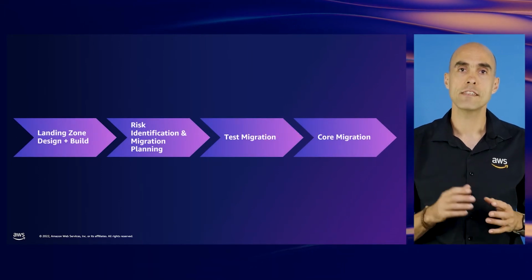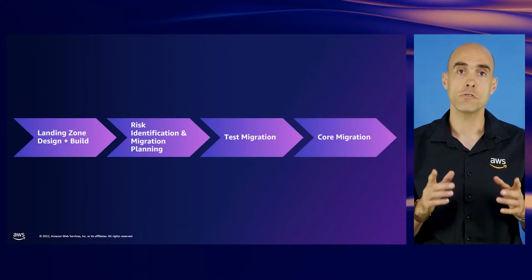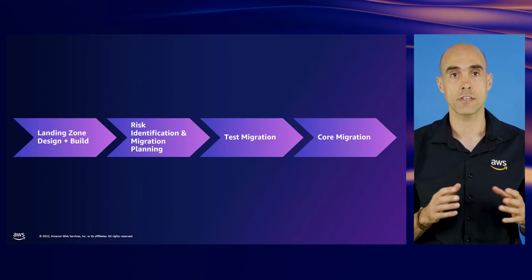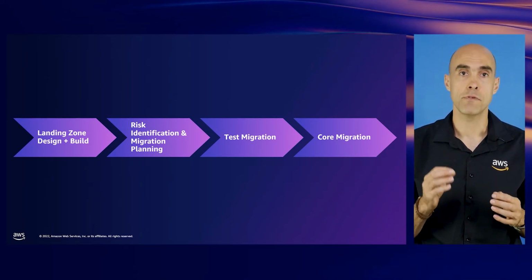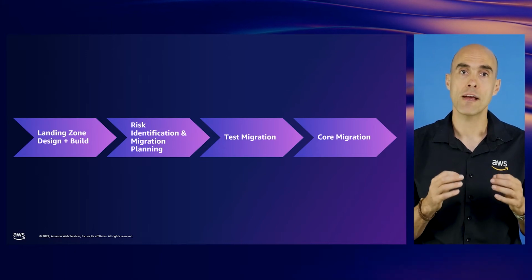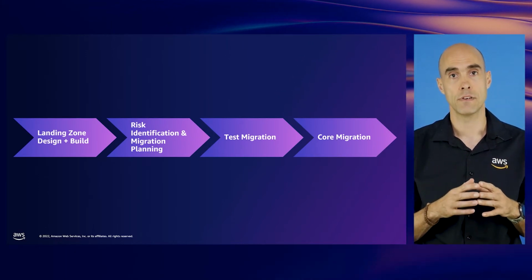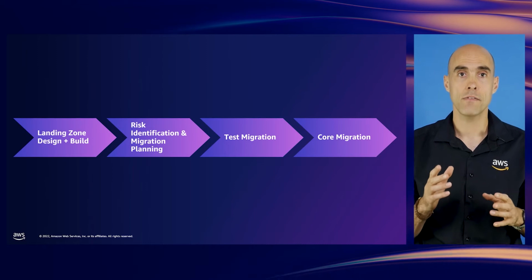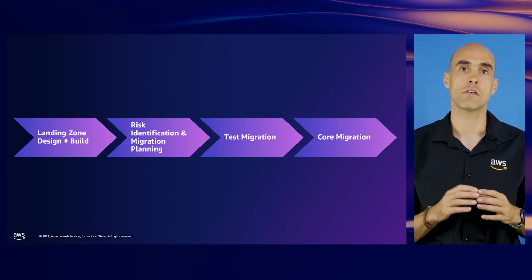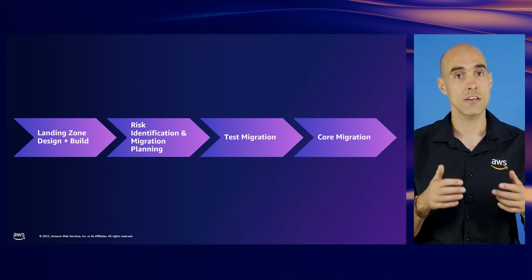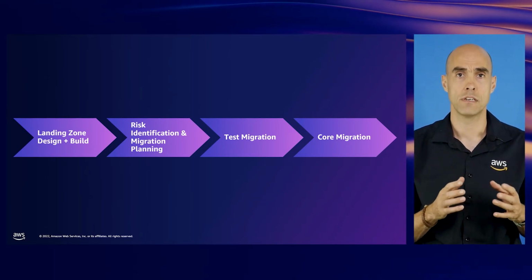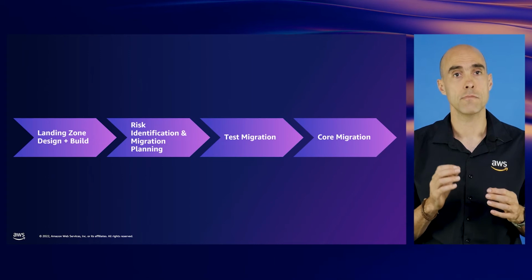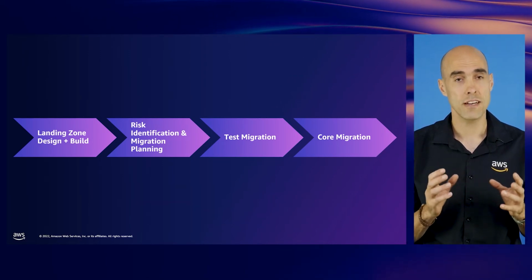So here are the 4 phases we went through at Acme and what you can use yourself as a base for your own migration project. First, we started with the landing zone design and build phase, the output of which meant we had somewhere to migrate the accounts to. But before we could do that, we had to understand if moving them was going to cause issues for the workloads running inside them. We wanted to minimize the disruption as much as possible. So this risk identification and migration planning stage was critically important.